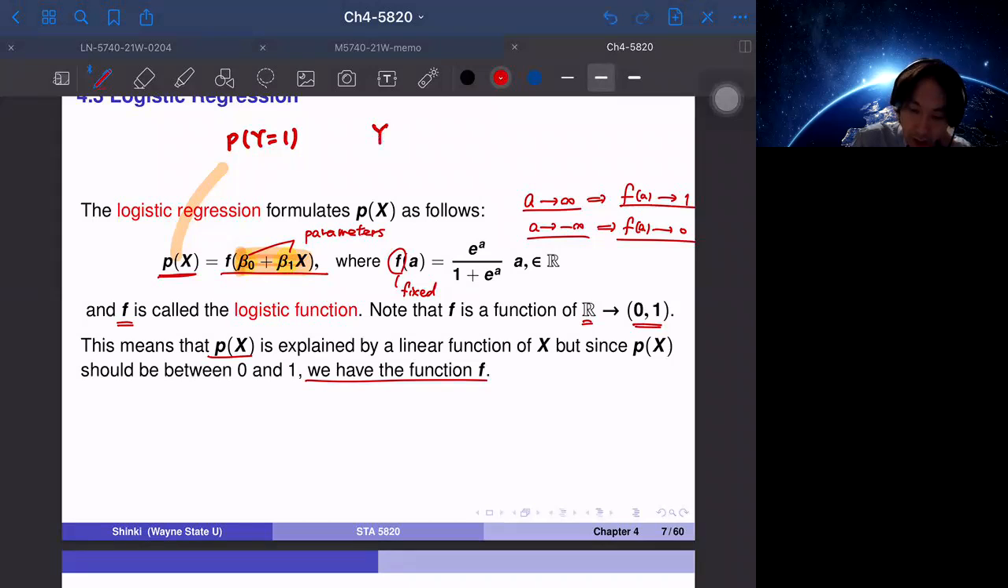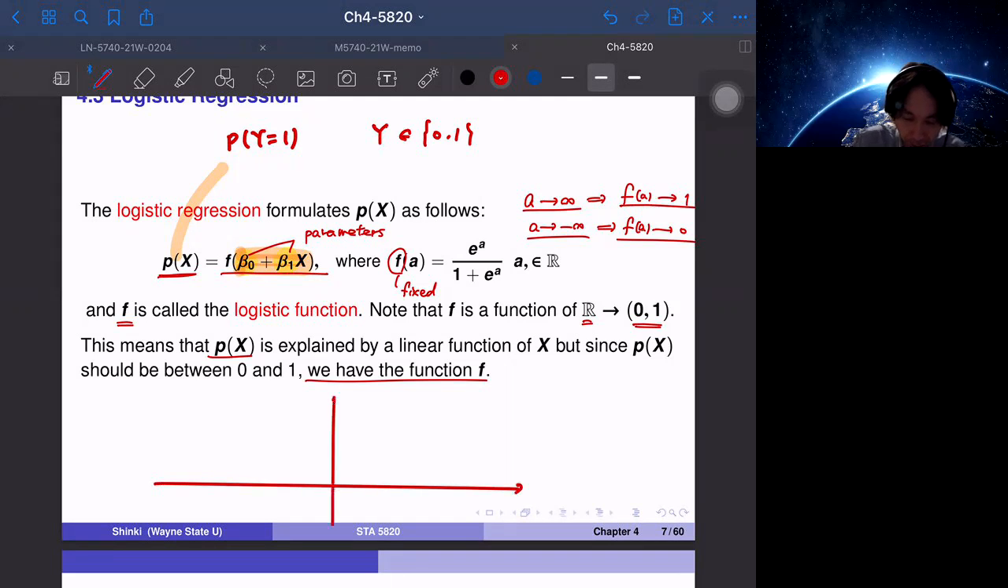So y is either 0 or 1. So we think about the probability that y is equal to 1, and that probability is between 0 and 1. So if beta naught plus beta 1 x ranges from negative infinity to positive infinity, that's a problem. So the idea is that we use the function f, which maps the entire real numbers into 0, 1. Such a function should be like this.